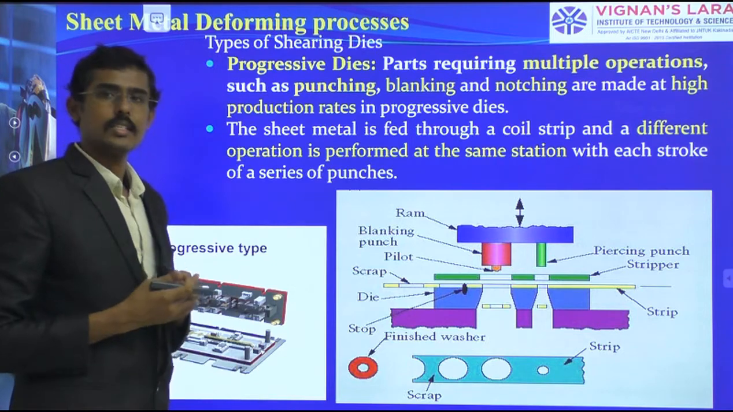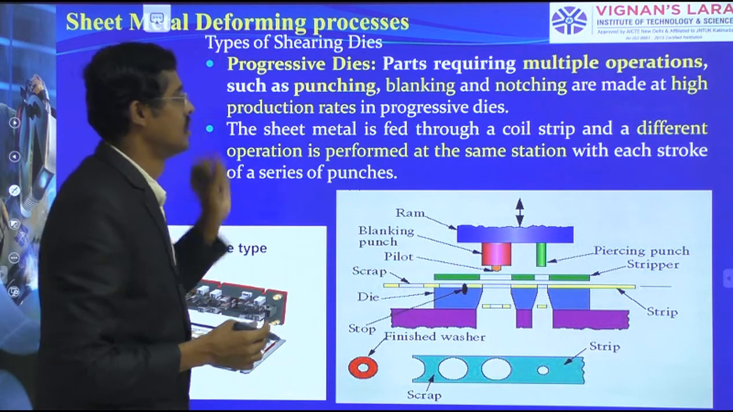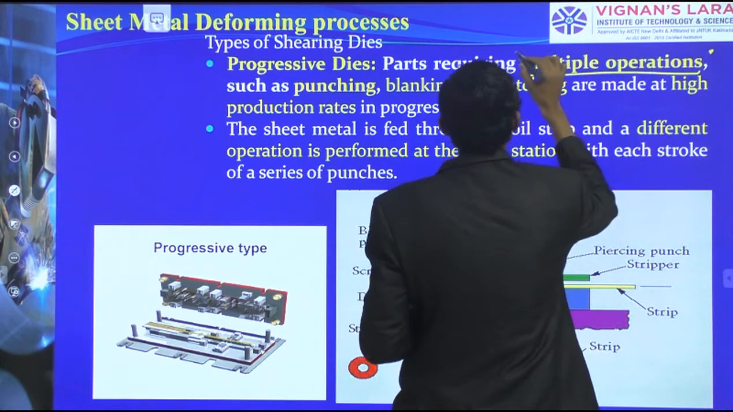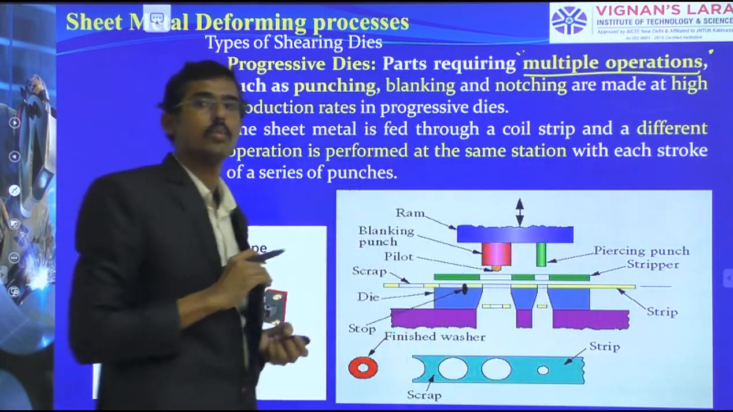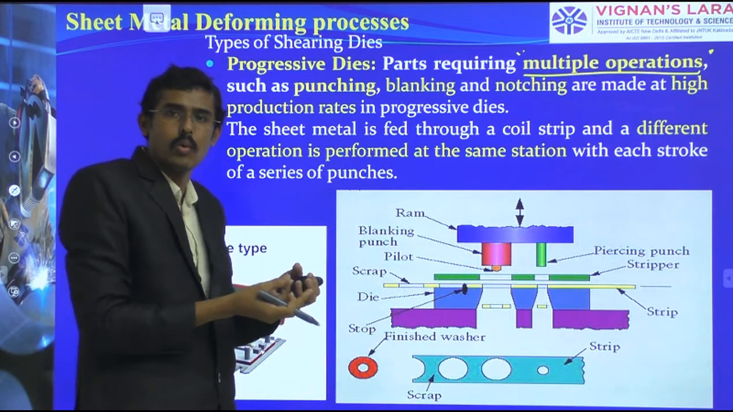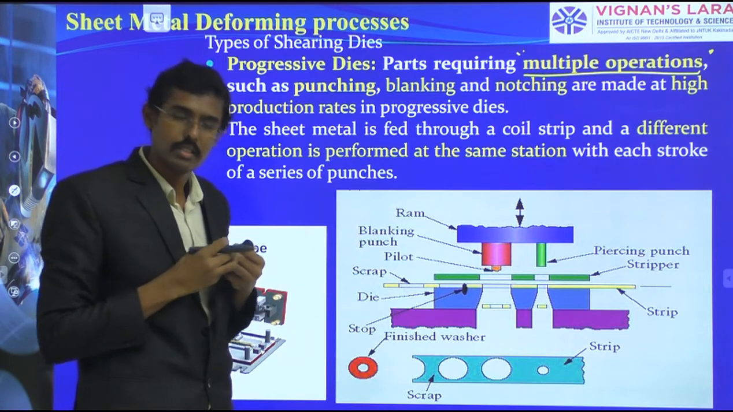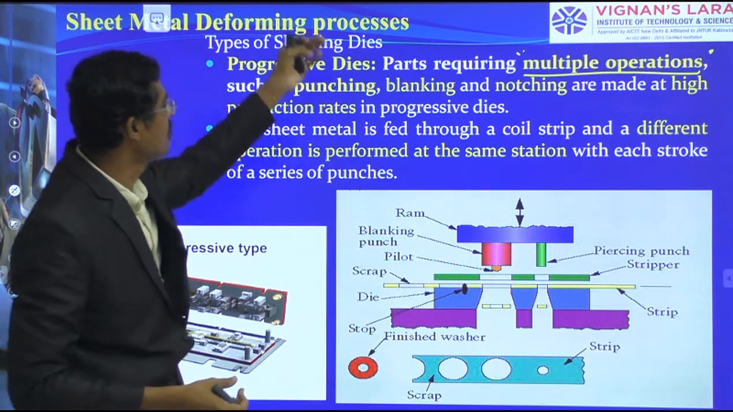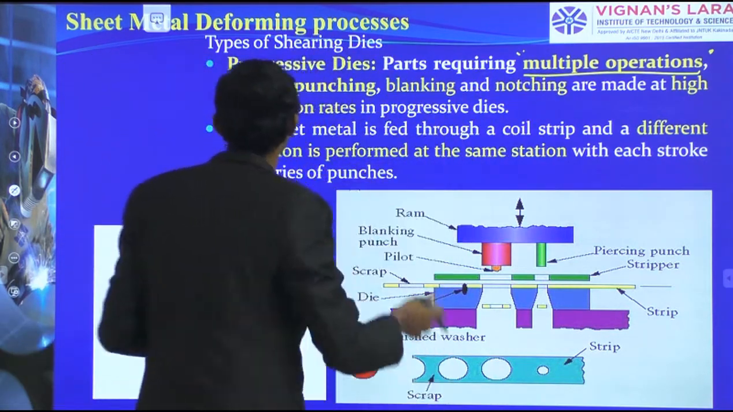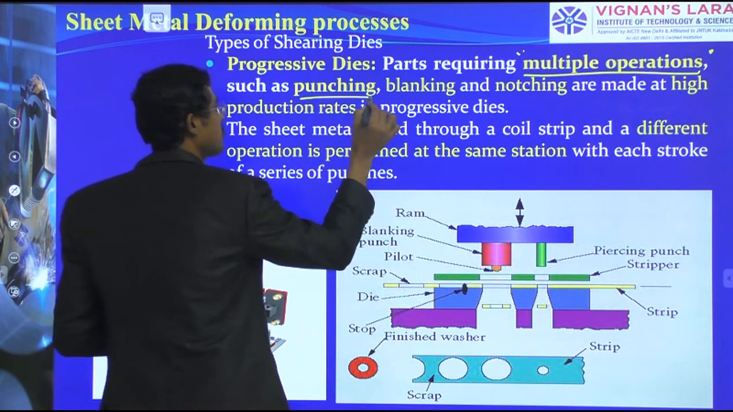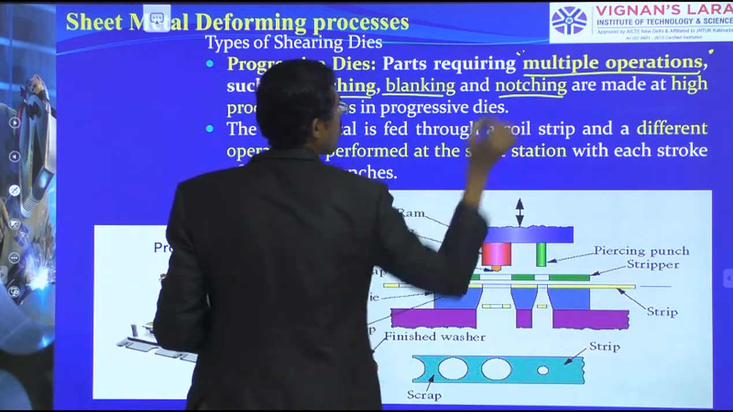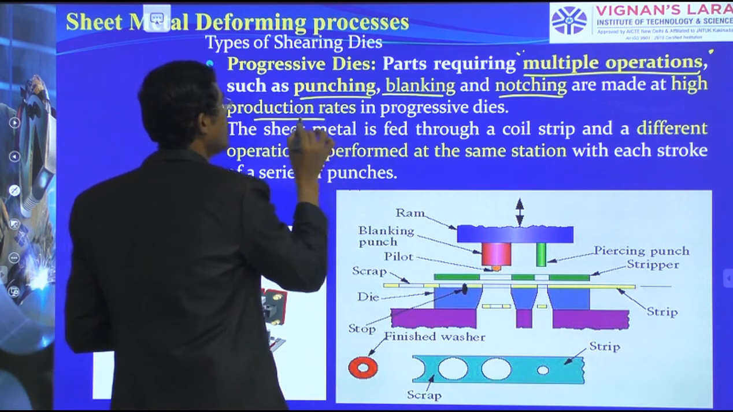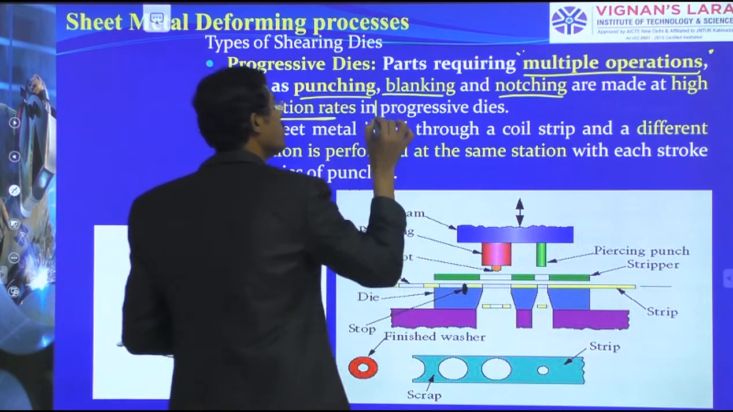Number one, I have taken a progressive die, for parts requiring multiple operations. Such as, we have done some blanking and piercing operations, 2 holes, and one we have taken as the part that we need, and one we have taken as scrap items. Likewise, multiple operations such as punching, blanking, notching are made at a high production rate in the progressive die.